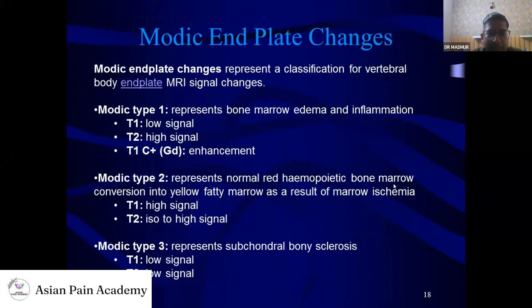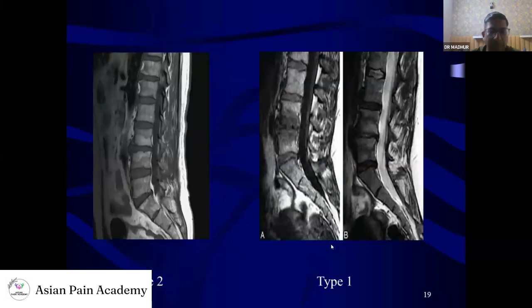Coming to Modic end plate changes, Modic end plate changes represent a classification for vertebral body end plate MRI signal changes. Type 1, type 2, and type 3, there are 3 types. First, represent bone marrow edema. So any edema in any part of the body will appear hypointense on T1 and hyperintense on T2 with enhancement on the gadolinium contrast. Type 2 actually represent the fatty signal. So they will appear hyperintense on both T1 and T2 weighted images. Type 3 represent sclerosis. So it will appear hypointense on both the sequences.